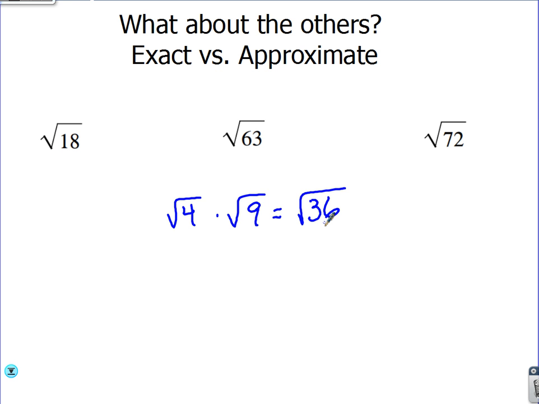Sure. What's the square root of 36? Where did I get 36? 4 times 9. Let's try that again. The square root of 16 times the square root of 4.